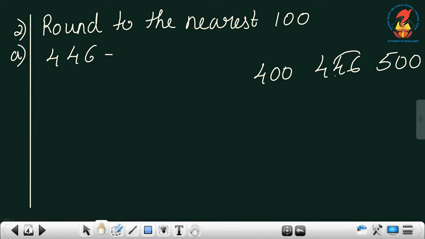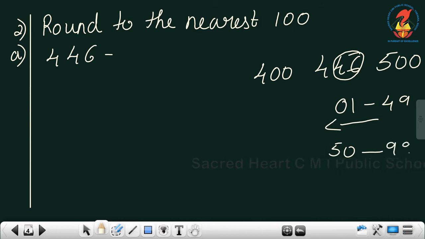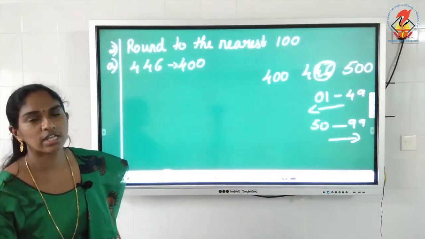Then, you take 46, the last 2 digits. Where will 46 go? I have told you in the beginning, 0, 1 to 49 will go to the first 100. 50 to 99 will go to the next 100. So, where is 46 coming? 46 is coming in the first section. That means 446 is rounded to 400. Clear, children?